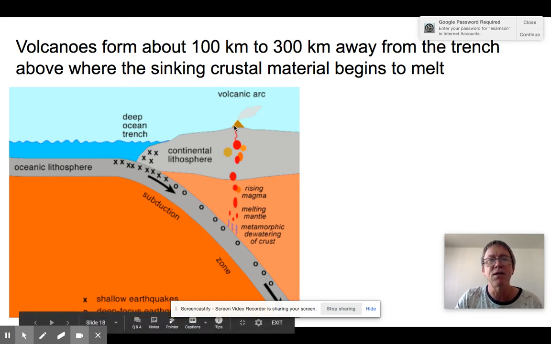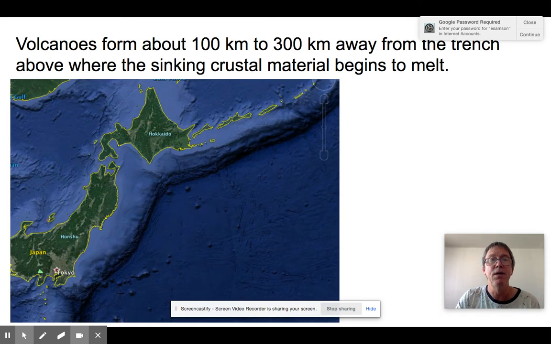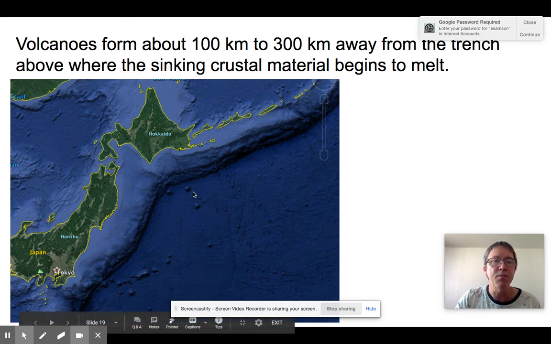We get the rising lava here, and that is associated with powerful volcanic activity. Powerful because it has a lot of water in it. So here I have an ocean convergence zone. I have the Pacific plate here being pushed underneath.